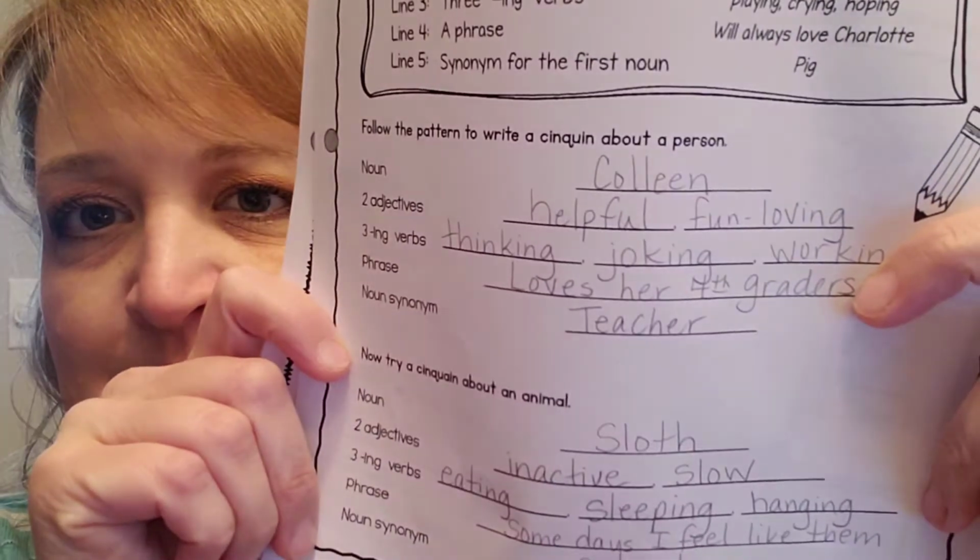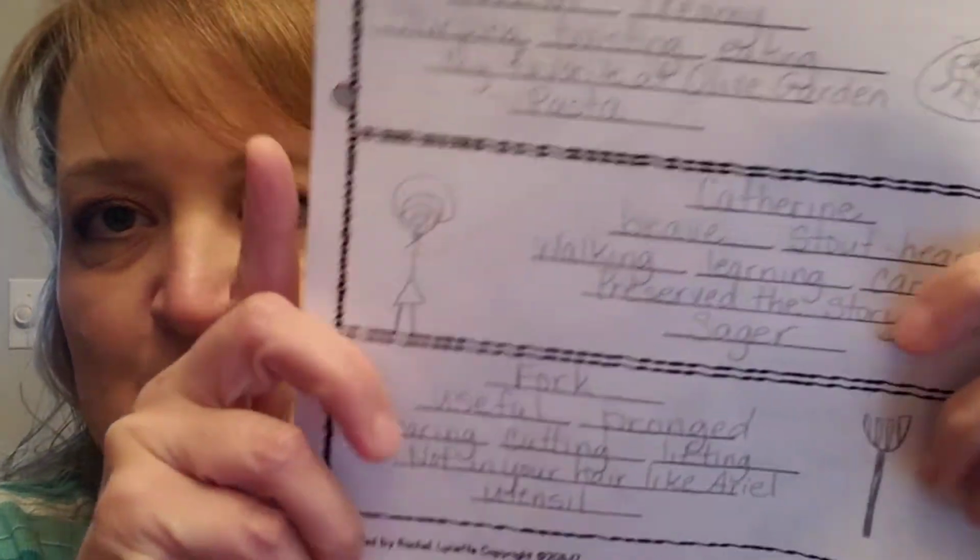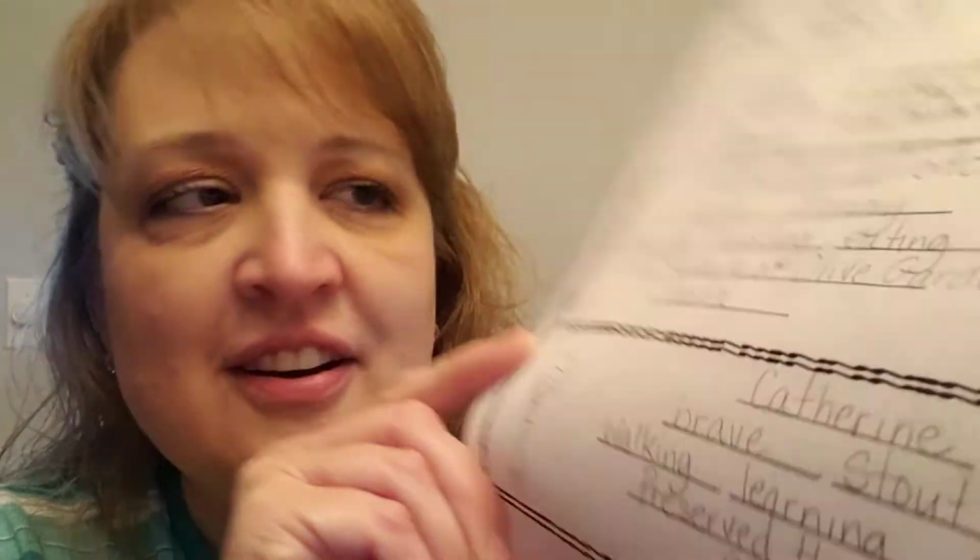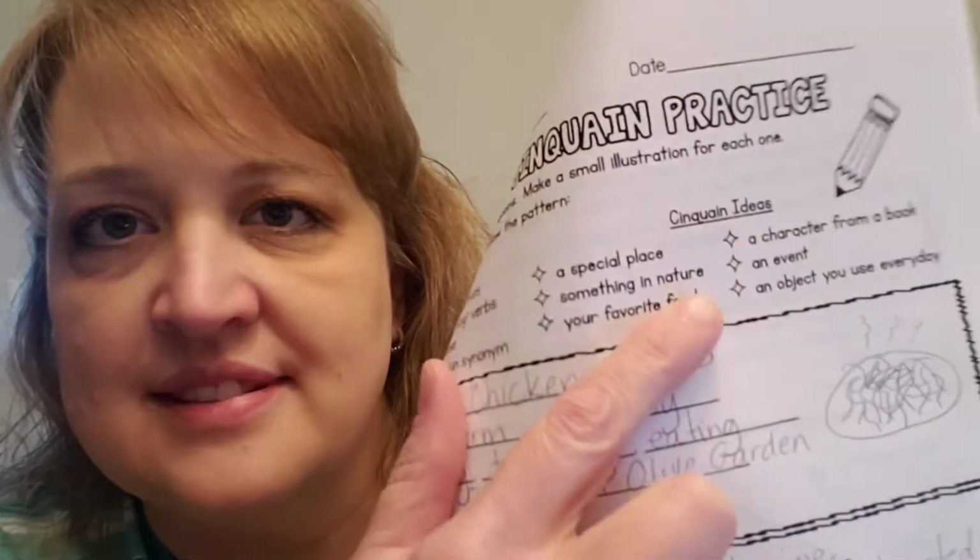So today you should have 2 of your poems written already. Okay, you should have these 2 written. And then today we're going to go on to some more Cinquain poems. All right, so at the top, it gives you Cinquain ideas. See right here? So if you're having problems thinking, I just looked at these and I came up with my ideas. So you can write about a special place, something in nature, your favorite food, a character from a book, an event, or an object you use every day.